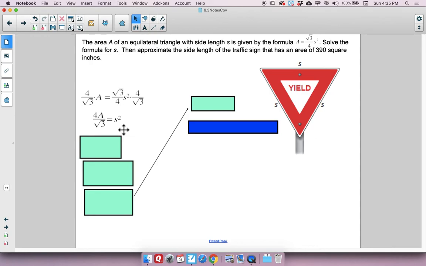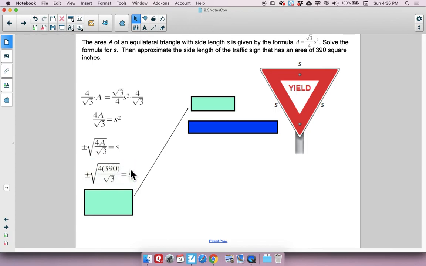We want to get S. We don't want S squared, right? So we need to take the square root of both sides. And I know this is going to seem strange, but we're taking the square root of something that has a radical in it already, aren't we? Yeah, that's weird. Okay. All right. So have we now solved for S?